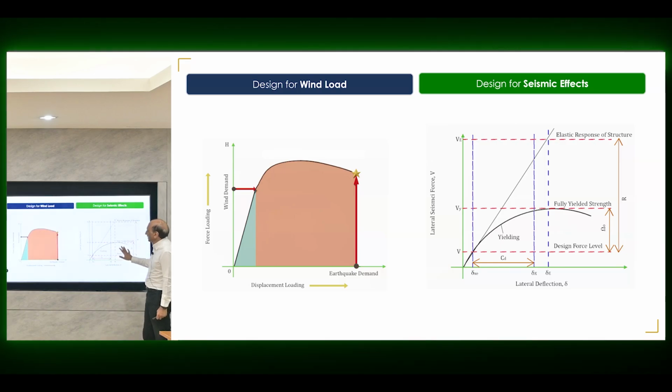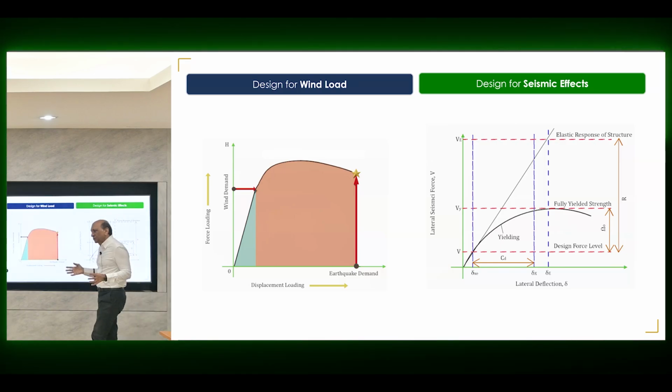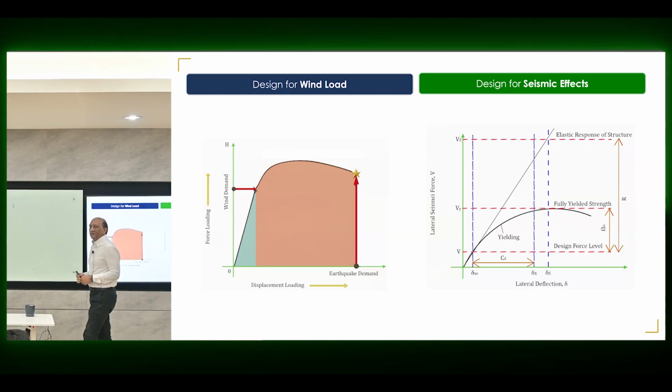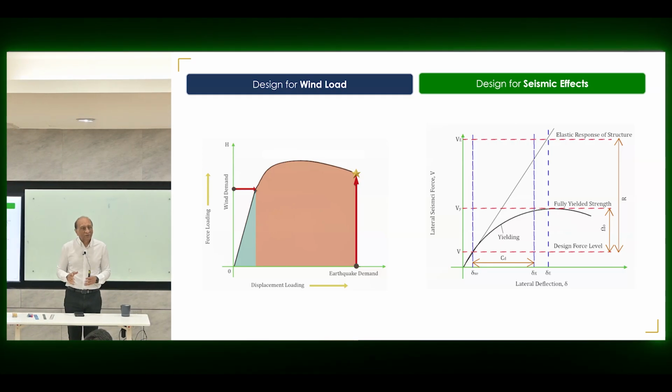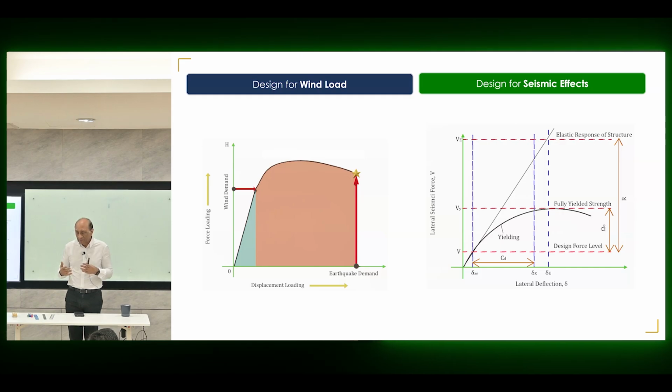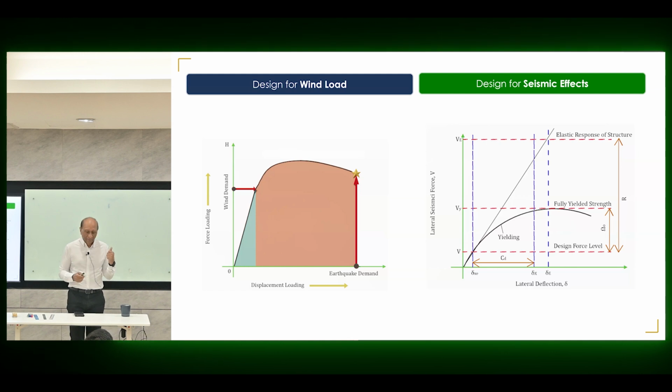Today is not the topic, but I'm just telling you that the displacement limits on the two will be very different. Because for wind, we expect very small displacements. For earthquake, we expect large displacements, even though the force level may ultimately be very similar. So that will create different expectations from the structure because of this concern.